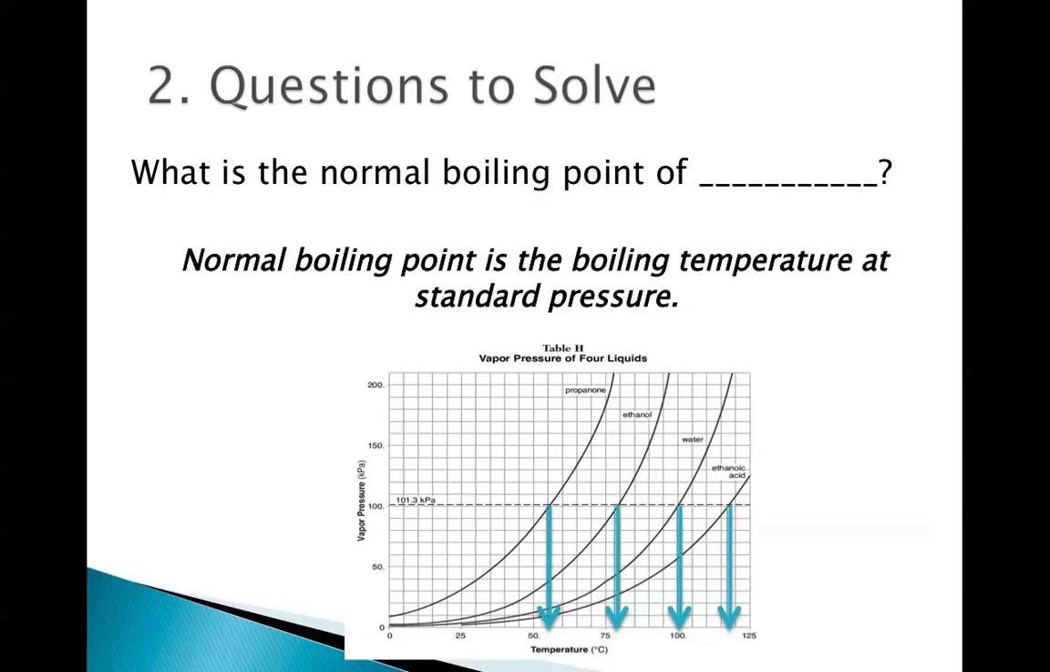And finally, another common question is, what's the normal boiling point of a certain liquid? The normal boiling point is the boiling temperature at standard pressure. Standard pressure, which is on table A in your reference tables, is 101.3 kilopascals. So if I use that dotted line, I can go across to each of my liquids and simply go down from that point to record the temperature. So you can see, for example, propanone's normal boiling point would be about 55 degrees. You can see water here at standard pressure is going to be 100 degrees, which is what we would expect.